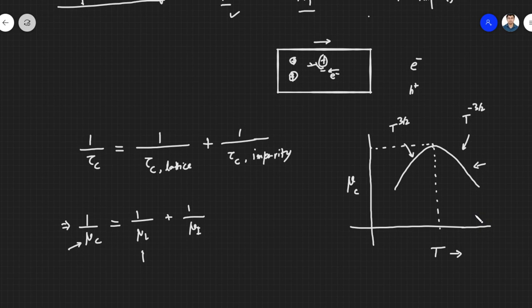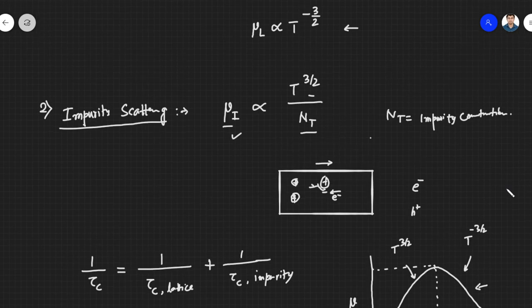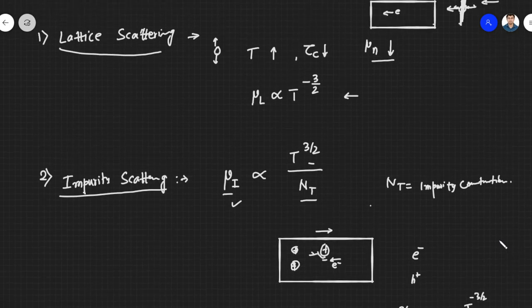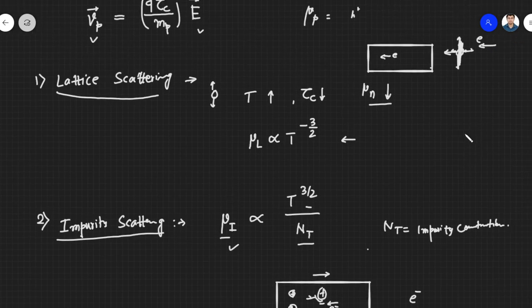For the next class I'll bring some data, and I'll show you for a few known semiconductors how this mobility changes with temperature. But you got the idea today why we get this kind of peak, right? Because of these two phenomena competing with each other, impurity scattering and lattice scattering. So far, any doubts from this?